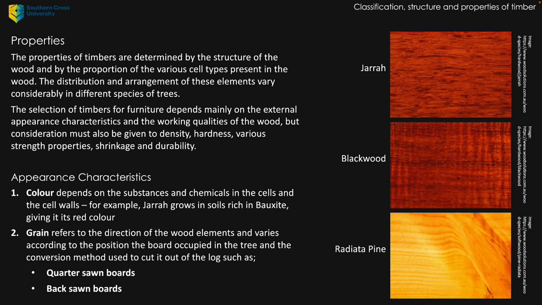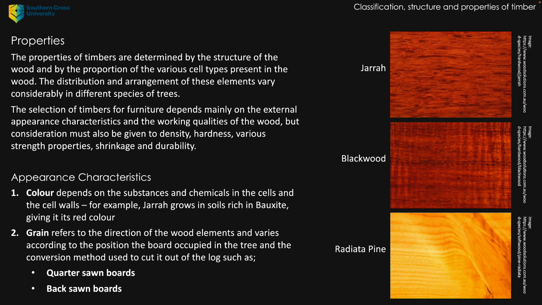The properties of timbers are determined by the structure of the wood and by the proportion of the various cell types present in the wood. So for example, some woods, oak in particular, have very, very large and pronounced medullary rays. That has implications when we think about how the timber moves. We're going to talk about that later. But it also has implications depending on how the timber is cut and then what it looks like as well.